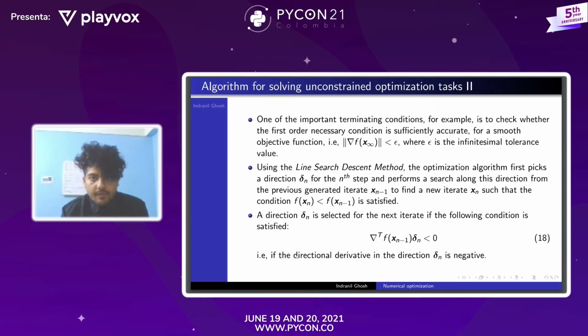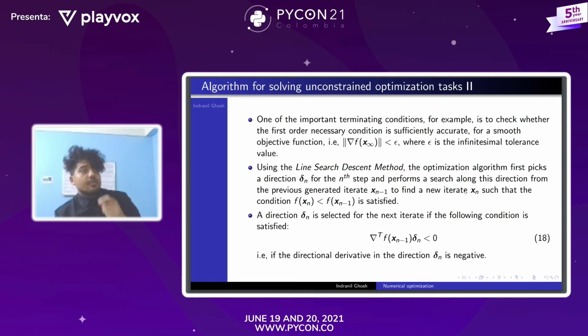And this, one of the terminating conditions that are used is that the Euclidean norm of the gradient of f at a particular point should be less than a very small number, that is an infinitesimal tolerance epsilon. Okay, and then we will use the line search descent method to pick a direction delta n for the nth step, and then we perform a search along that direction to generate an iterate x of n minus 1.